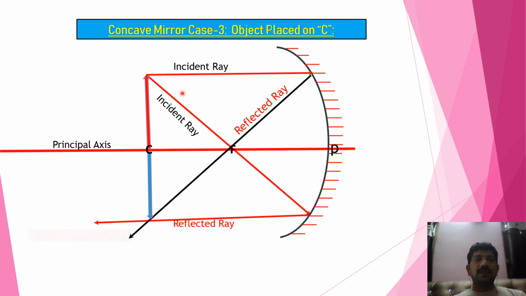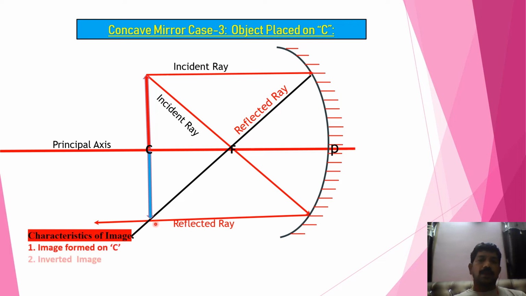Next, another ray, a ray passing through the focus. After reflection, it travels parallel to the principal axis. This is my reflected ray. Now, these two reflected rays, this is one reflected ray, this is another reflected ray, meet at this point. Here the image is formed. This is the image of this object. This is my object, this is my image.